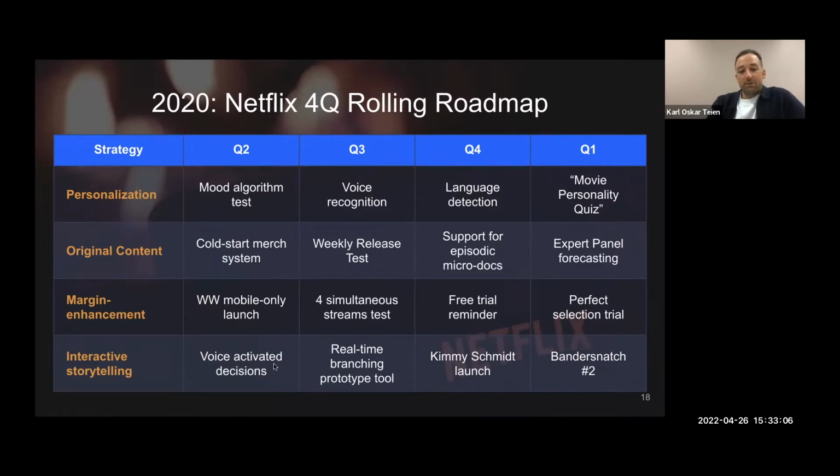Working with interactive storytelling, voice activated decisions. So that's part of the strategy, right? Is to say, well, we believe interactive storytelling will be a key driver to success for Netflix. So we're going to do this thing in Q2, for example. Now there's pros and cons of having this format.